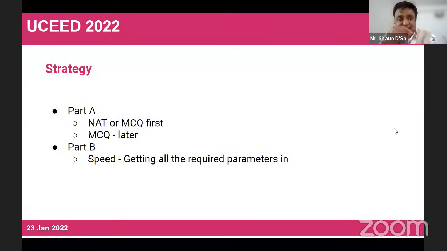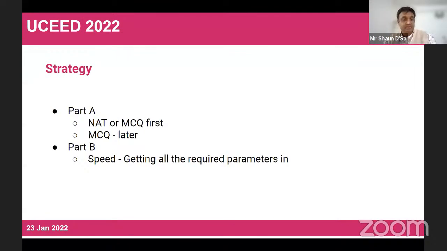Now this is another strategy. It kind of varies from student to student. So, NAT and MCQ. At least I've spoken to many students, and many prefer this. Now, within Part A, you can jump to any section. It's not that you're stuck on one section. So you have all the sections open there: NAT, MCQ, MSQ.